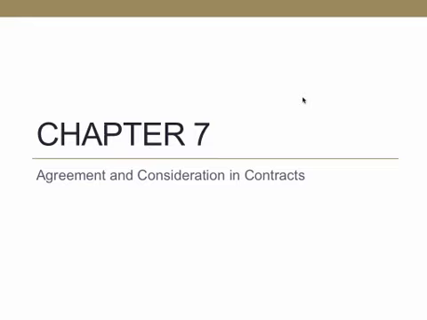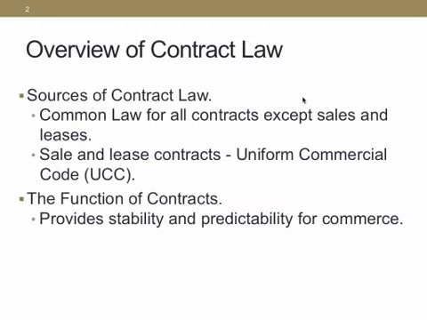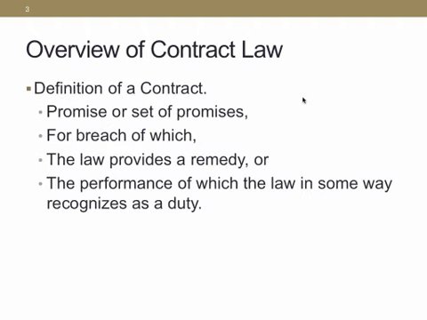All right, in the next few weeks we're going to talk about contracts. In Chapter 7 we're going to focus in on the first two elements of contracts, agreement and consideration. Contract law is based on the common law, which we've talked about already, except for contracts for the sale of goods, which are governed by statutory law, specifically the Uniform Commercial Code, or the UCC. The idea is that they would provide stability and predictability for our commerce.